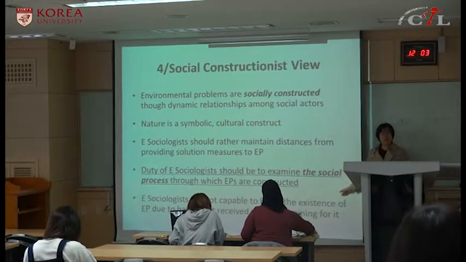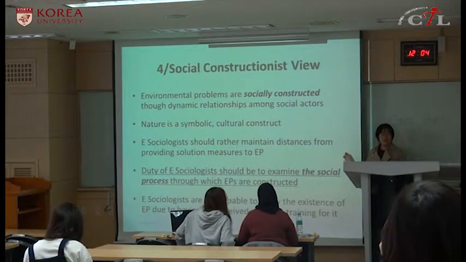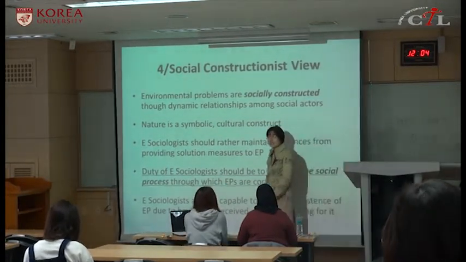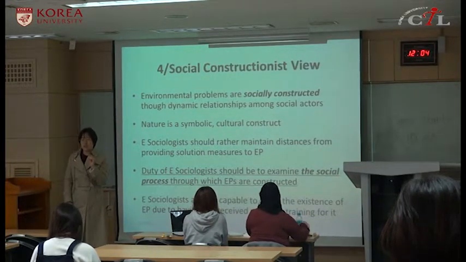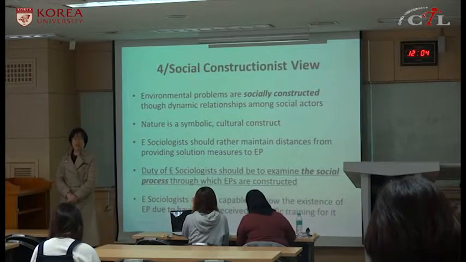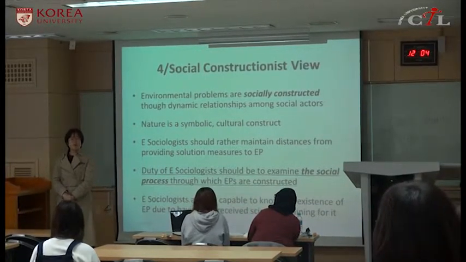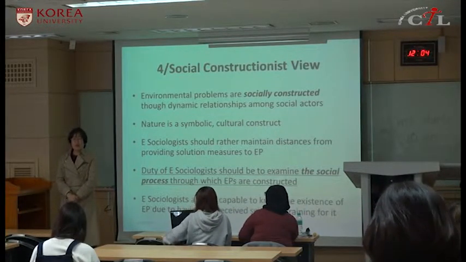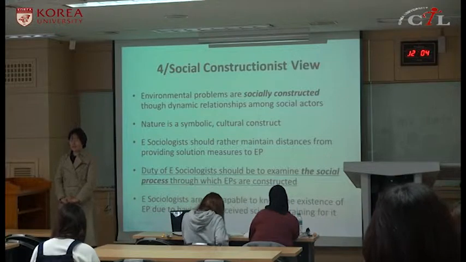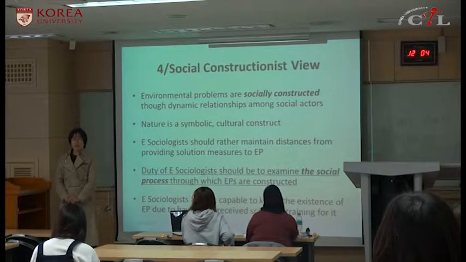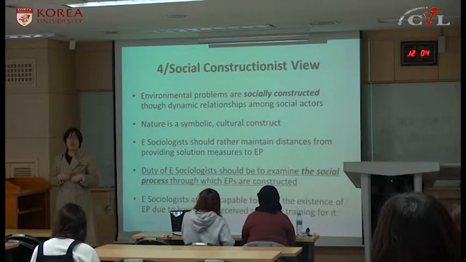So the social constructionist perspective on environmental problems is very different from all the theories that we have looked at so far. The main difference is that social constructionists consider nature as a symbolic and cultural construct rather than a physical, objective reality. The main argument of social constructionist theorists is that environmental sociologists are not much trained to know well the natural world. So mainly we use the scientific knowledge established by natural scientists, because sociologists are experts for the social world, not the natural world.